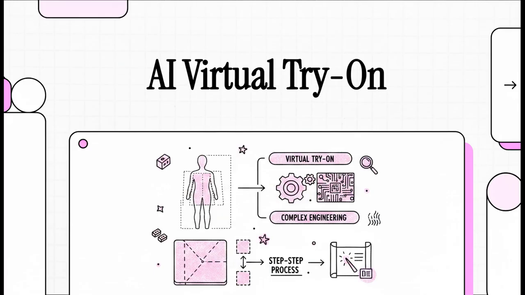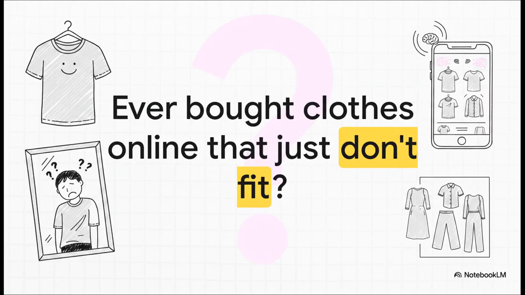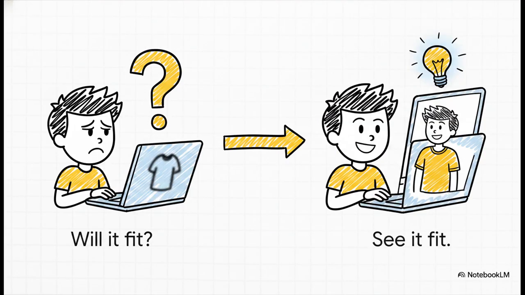from the ground up. Come on, we've all been there, right? You buy some clothes online, they look amazing on the model, and then they just don't fit. It's that classic online shopping gamble. But this is a problem that AI is really starting to tackle. The whole idea here is to turn your screen into a personal fitting room.